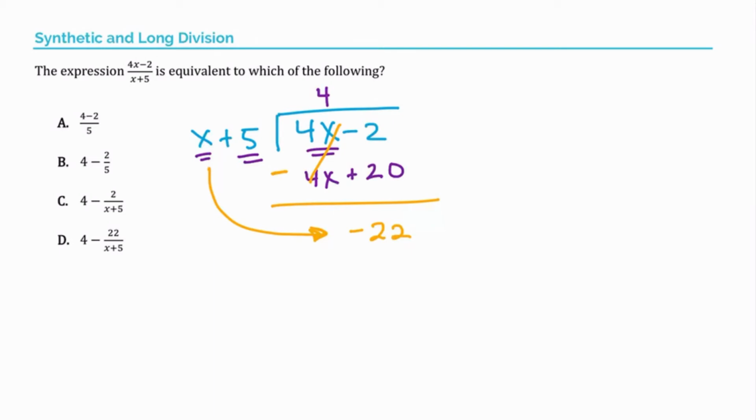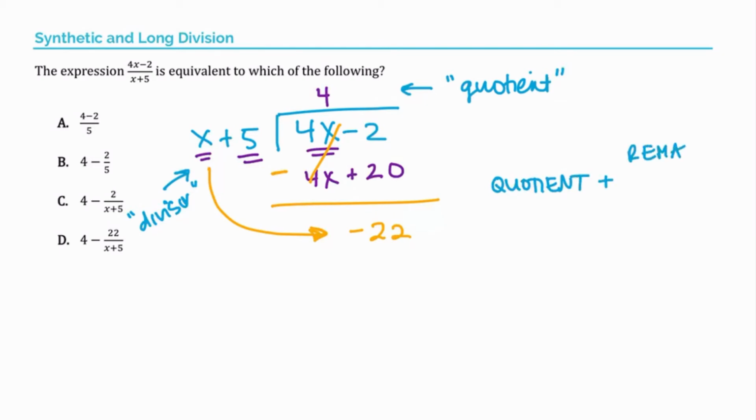So first let's do a little review of some of the vocabulary. This one on top is called the quotient. And right here, this one is our divisor. When you do long division, your correct answer is basically your quotient plus the remainder. Oops, sorry, I forgot to label the remainder. Let me do that right now. Remember, this one here is your remainder. So it's the quotient plus the remainder over the divisor.